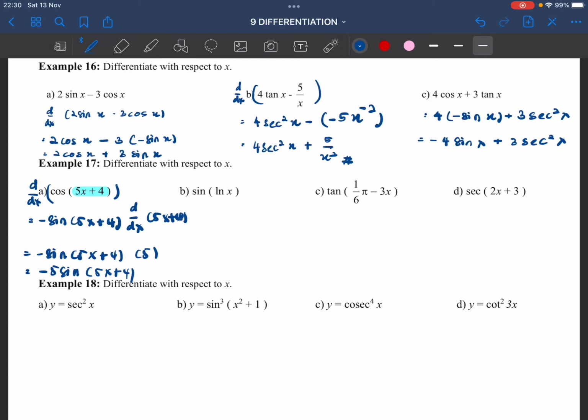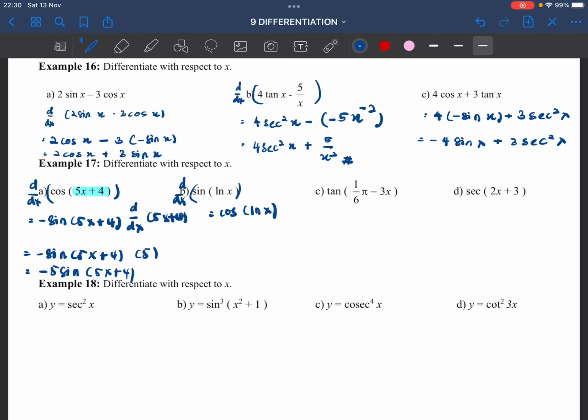Okay, let's take a look at example B. We have sin ln x. Okay, ln x, sin yang punya. So here basically you have sin f(x), so your f(x) is ln x. Buat macam biasa. Differentiate sin, kita akan dapat, okay, saya tulis siap-siap kat sini, cos ln x. Salin je balik function tu.